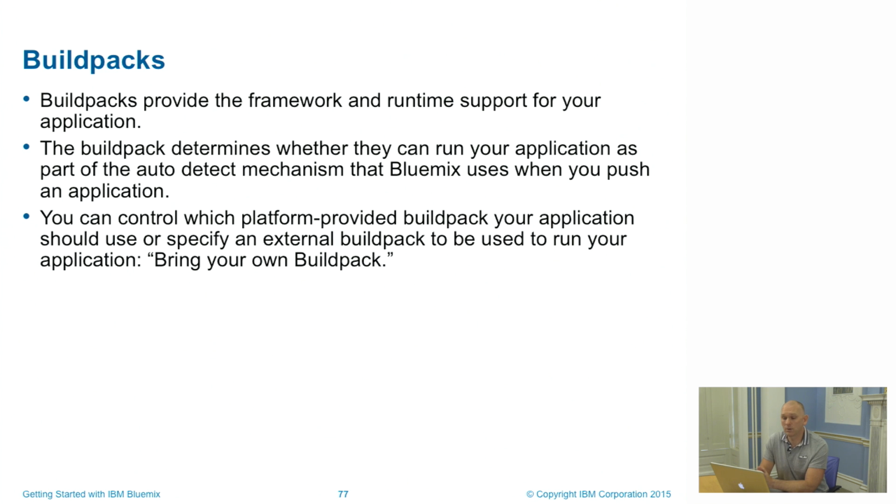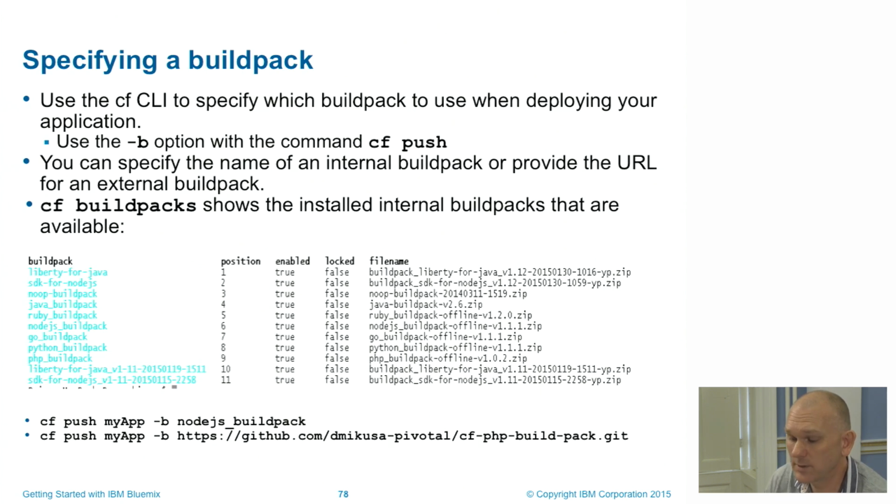You can control what build pack your application should use. You can specify an internal runtime, so there may be multiple versions of the same runtimes configured within your cloud environment, such as Bluemix, or you can specify an external runtime, an external build pack. To specify the build pack, on the command line there is a -b option. In the manifest file there is a build pack option.